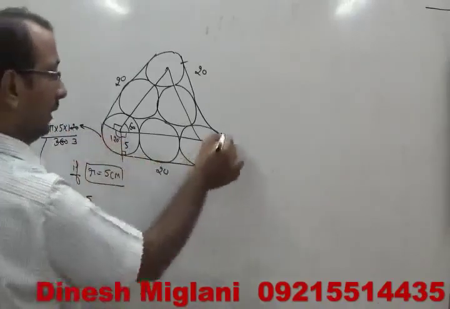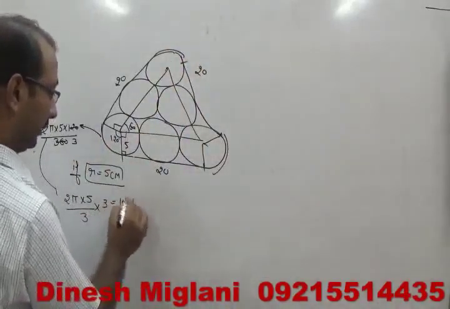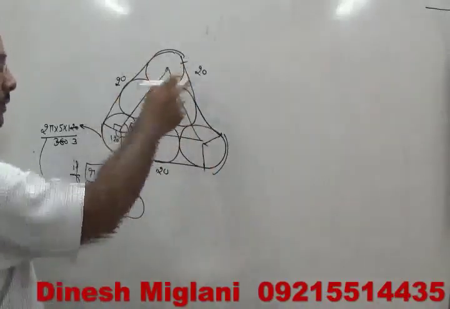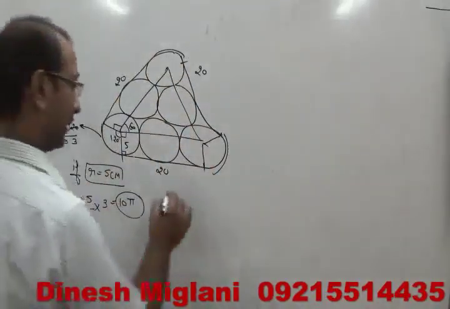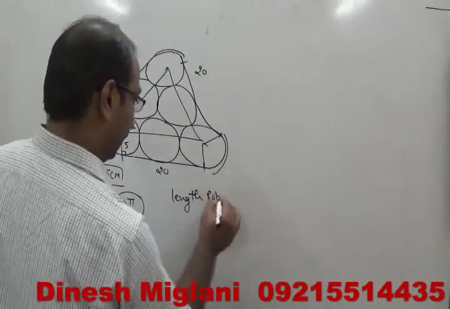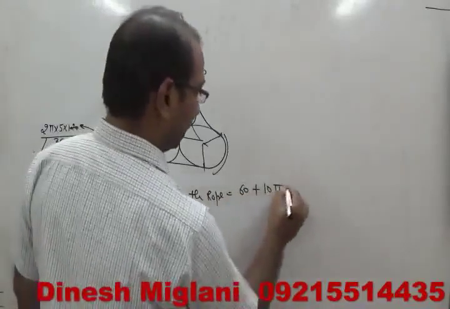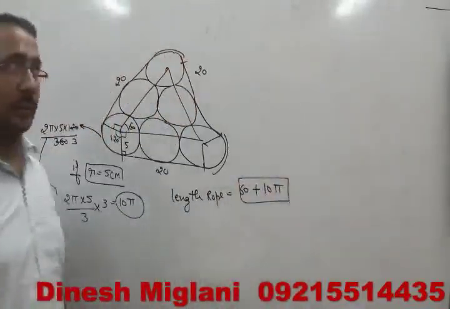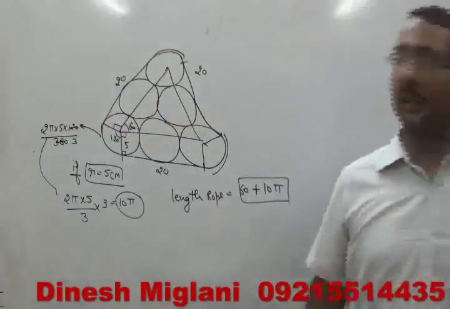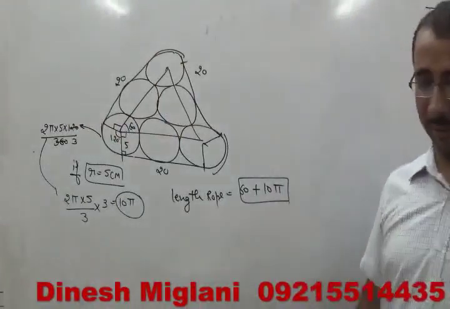Because we have 3 arcs here, 1, 2 and 3, I multiplied by 3. So we get 10 pi. Now, the length of this portion is 10 pi and this is 20 plus 20 plus 20, 60. So we can say the length of the rope is equal to 60 plus 10 pi. That's my answer. We can say the length of this whole rope by which we can tie it tightly is 60 plus 10 pi. That becomes my answer. Okay.